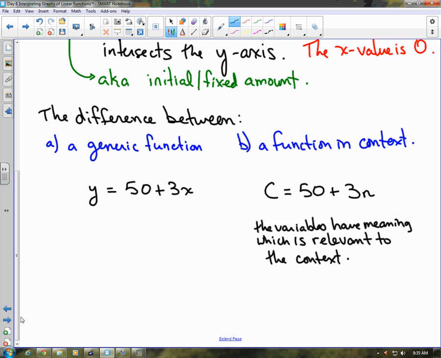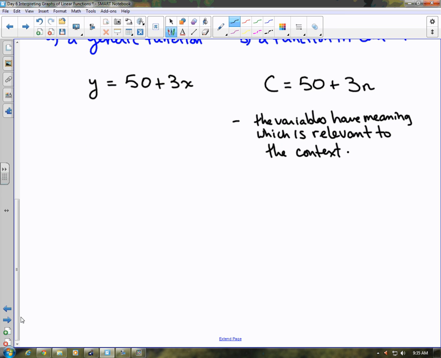That's the first thing that we do: we use different variables that are relevant to the context. As an example, C could represent the cost of something, and n could represent the number of something that we're buying. So the variables have meaning which is relevant to the context. That's the first thing.